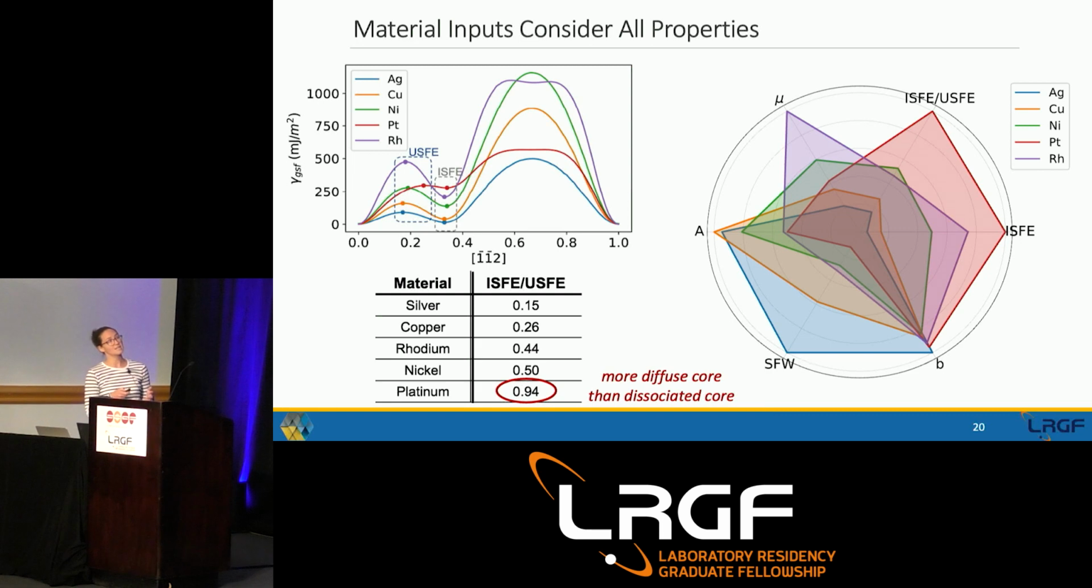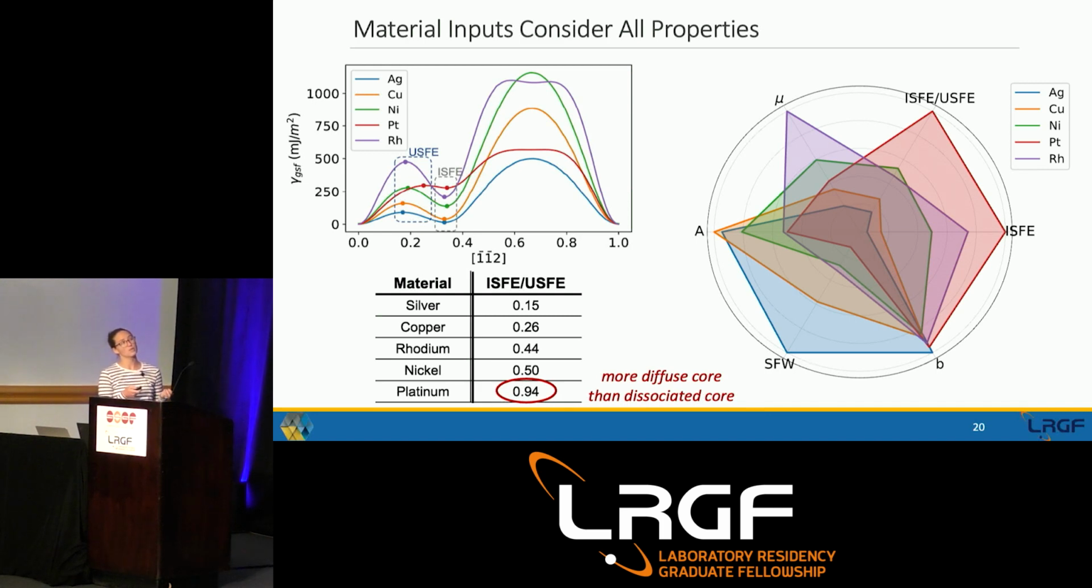Again, this is a full material investigation. So instead of that MD study where we're just artificially varying stacking fault energy, we can look at anisotropy, elastic shear modulus, our stacking fault energy, our Burgers vector, and that stacking fault width.